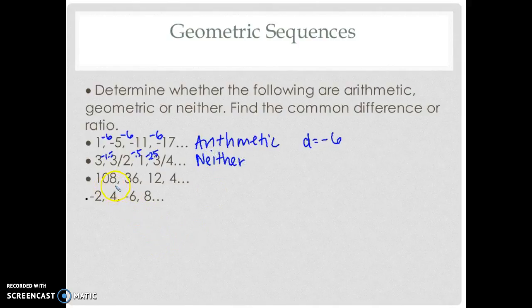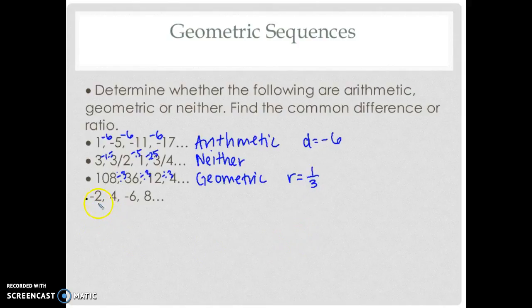Then to go from 108 to 36, I could divide by 3. 36 to 12, divide by 3, and 12 to 4, divide by 3. Because I'm doing the same thing every time, it's going to be geometric. But remember, your ratio can't be dividing. It's got to be whatever you multiply by. So my r would be multiplying by 1/3.